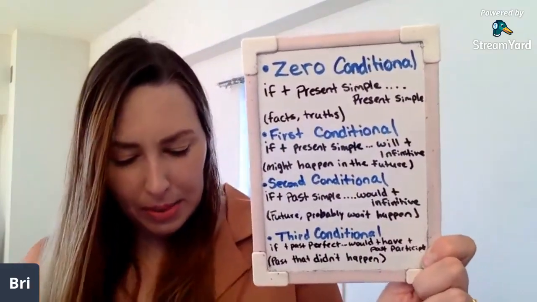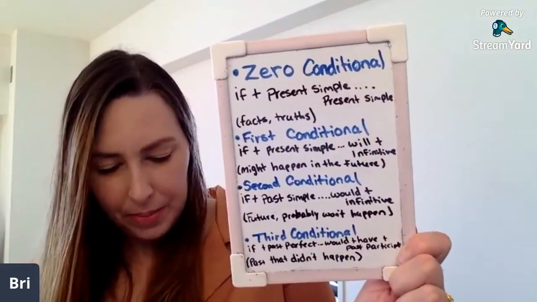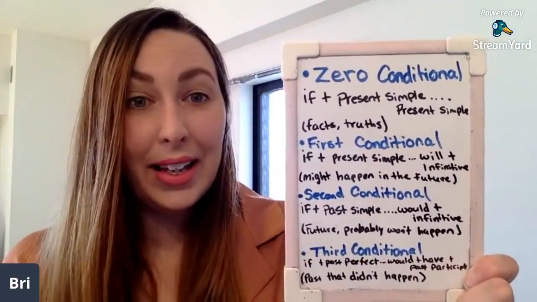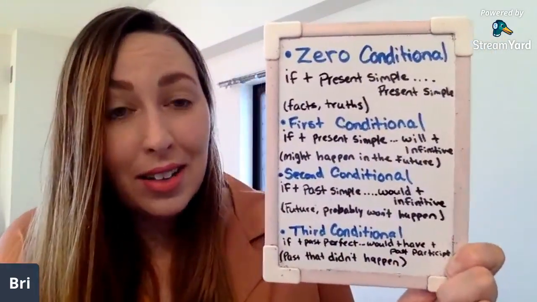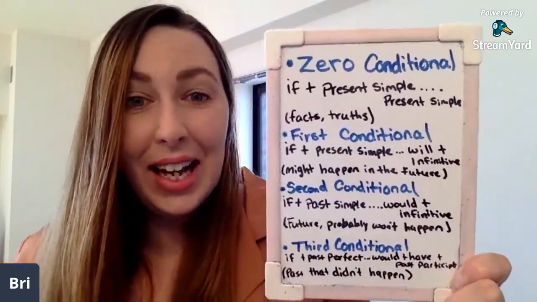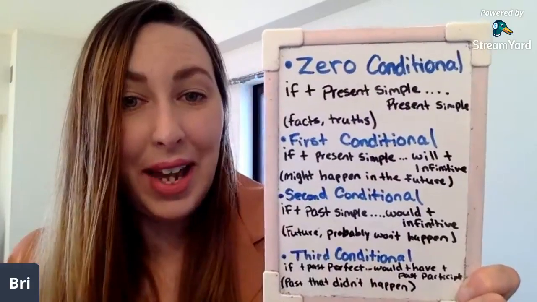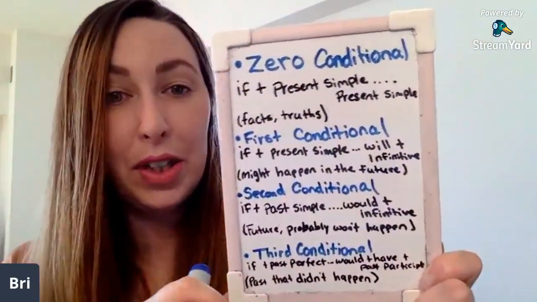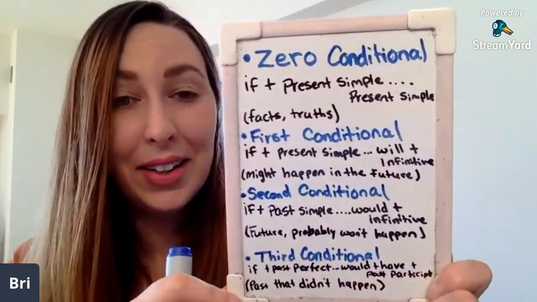Okay, so let me see if I have an example for you. If you call, I'll answer. If you call, I'll answer, right? This is the first conditional. So things that are likely to happen in the future. If you call, I'll answer.